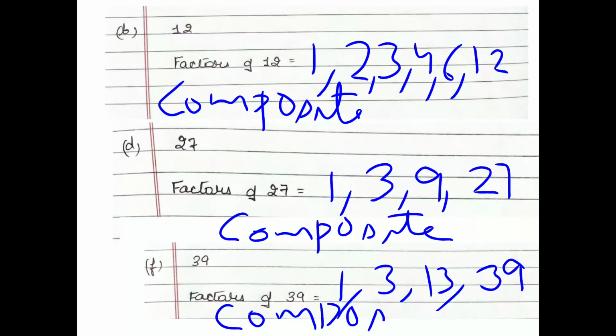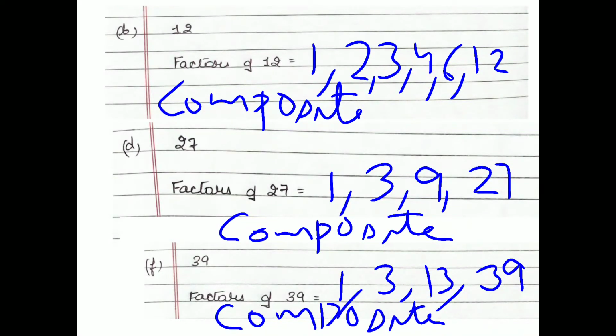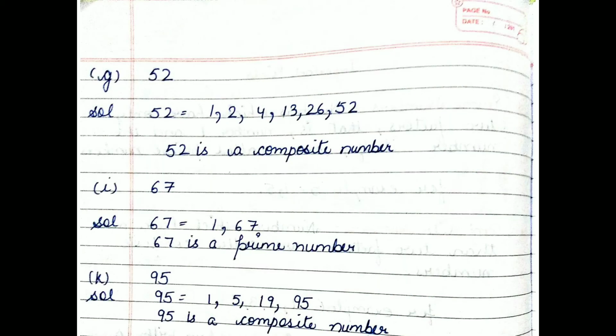So students, I have done till the F part: A, B, C, D, E, F. Previously I had done 3, and now I have done 3 more. Now I will do the G part. 52, I will write down the factors.